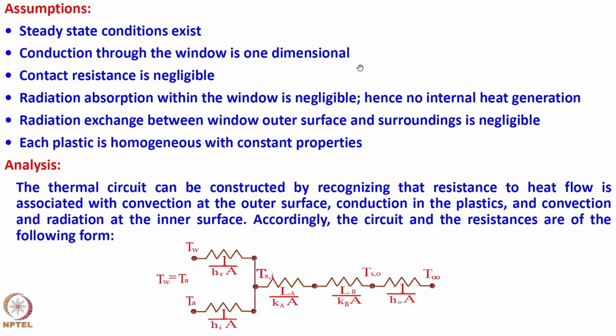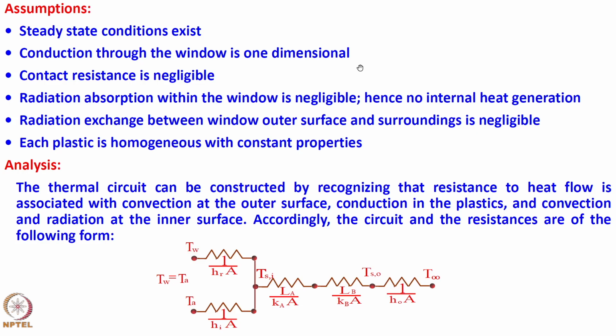Radiation exchange between the outer surface of the window and the surroundings is negligible. We are making this assumption. T so is 50 degrees or lower, T infinity is 25 degrees centigrade, and h is about 25 watt per meter square Kelvin, a natural convection kind of heat transfer mechanism. Ideally speaking, we should have taken radiation on the outside also, but we are neglecting it for simplicity. Each plastic is homogeneous with constant properties, which is perfectly fine.